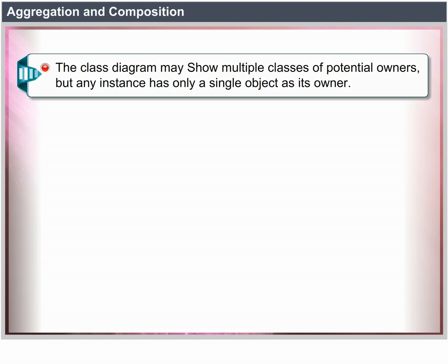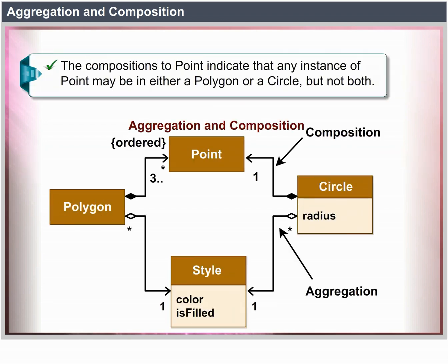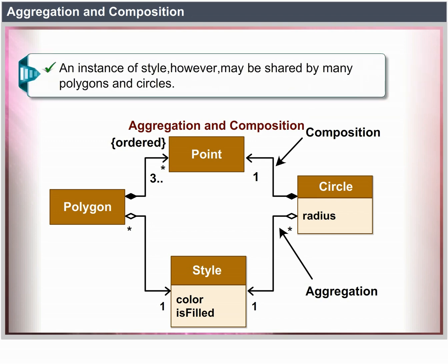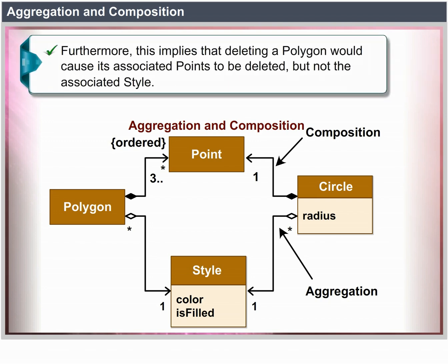Example: the figure in the next slide shows examples of these constructs. The composition to point indicates that any instance of point may be in either a polygon or a circle, but not both. An instance of style, however, may be shared by many polygons and circles. Furthermore, this implies that deleting a polygon would cause its associated points to be deleted, but not the associated style.